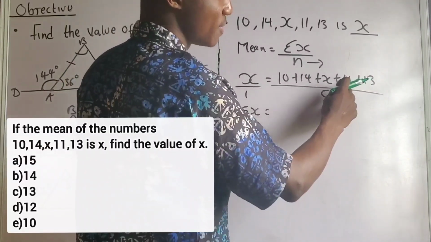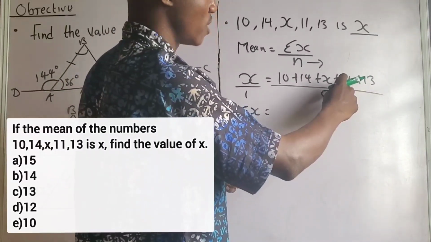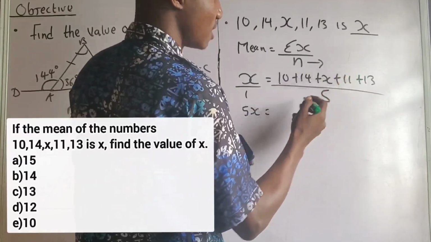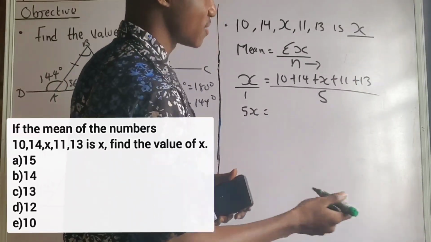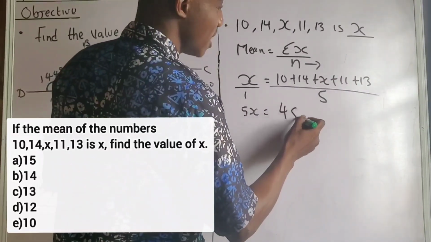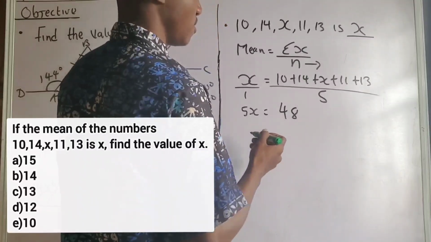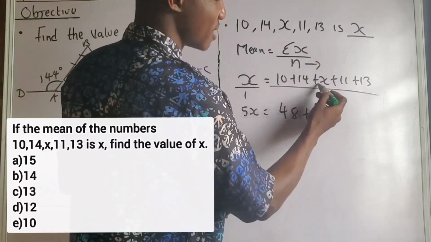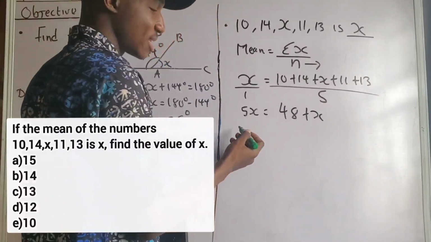24 plus 11, that is 35. 35 plus 13, that is 48. So I'm going to have 48 plus x. Don't forget we have x here. So collect like terms.